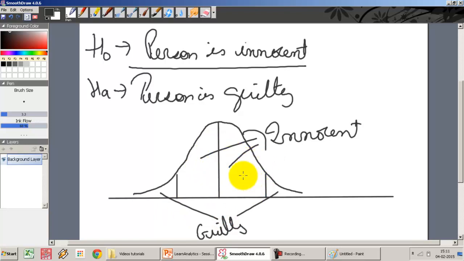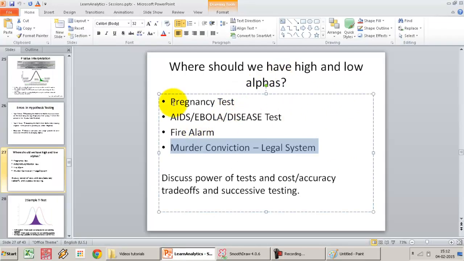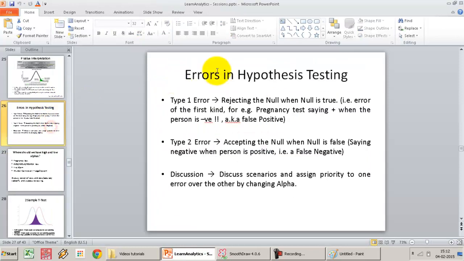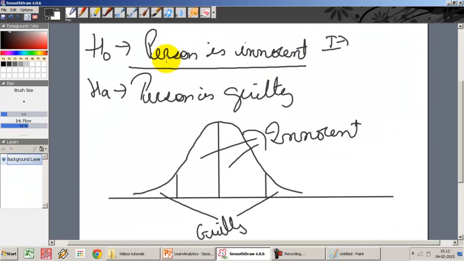So in case I have a small acceptance region, what will happen? If I have a small acceptance region, I'm likely to commit one kind of error. Let's start off with what types of errors can happen. Type 1 error, again I'll reiterate: type 1 error is rejecting the null when the null is true. Rejecting the null, saying a person is guilty when innocent. So this is the type 1 error.